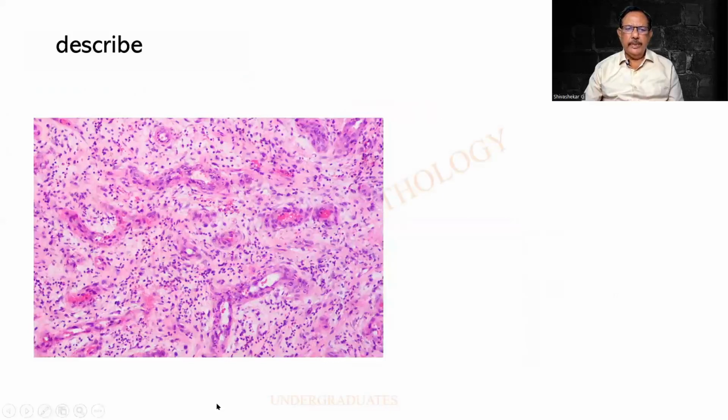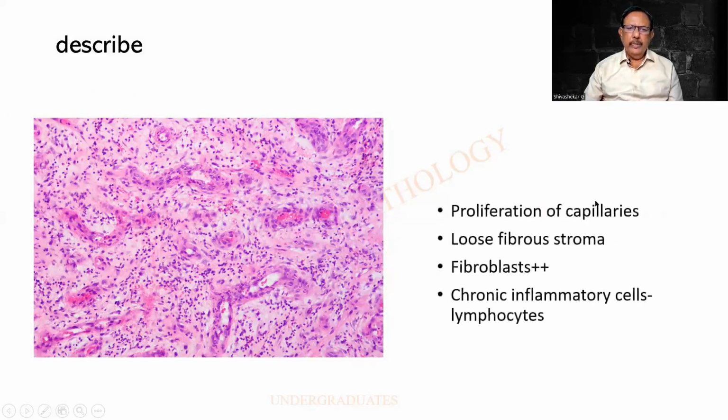Again, describe this picture. I am able to see multiple linear tubular structures. Some of them are having some RBCs. And always the pink background is the stroma that is supporting. Multiple proliferating capillaries with the stromal support. Some of the cells here are elongated with elongated nuclei. Proliferation of capillaries, loose fibrous stroma with fibroblasts, chronic inflammatory cells. Look at these dots over here. Again, they are all lymphocytes. Chronic inflammatory cells are present.